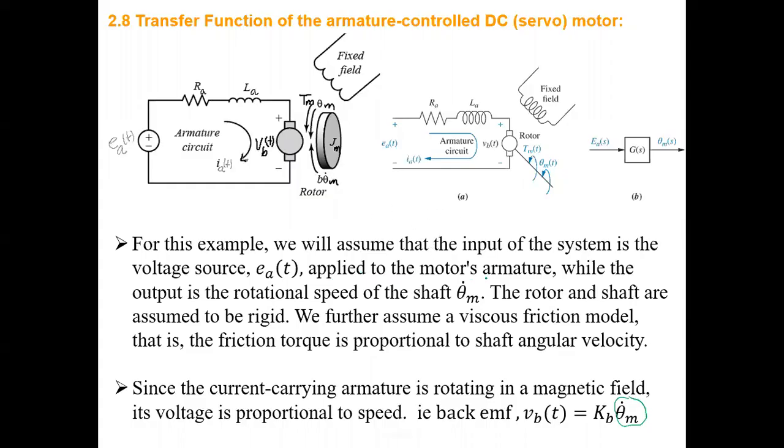Okay, so your back EMF is proportional to theta dot. Now it can be written as K times theta dot. So you can write B here because we will have other constants too. Okay, we'll have other constants in this problem. That's why I'll call it KB so that we won't have any confusion.